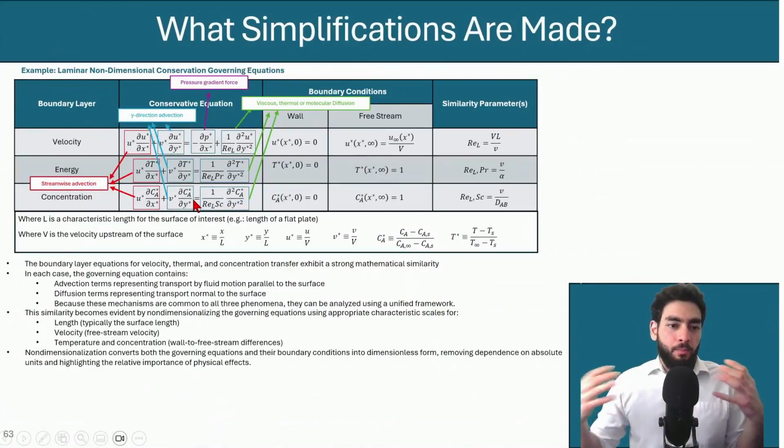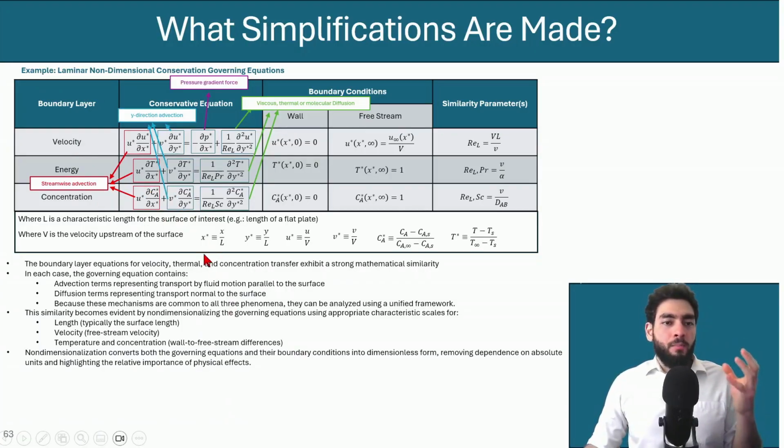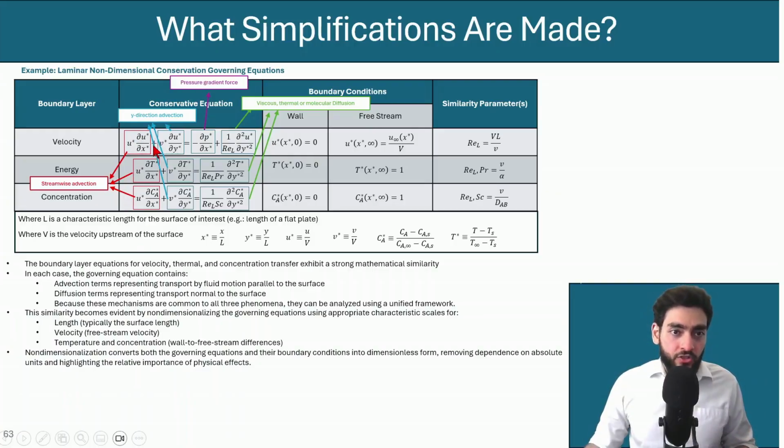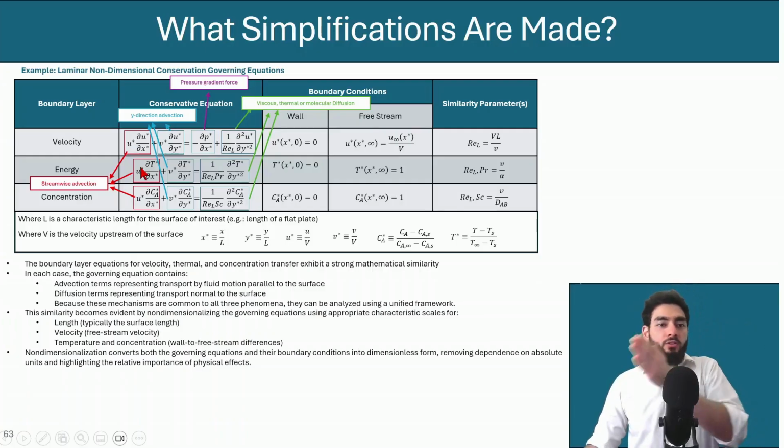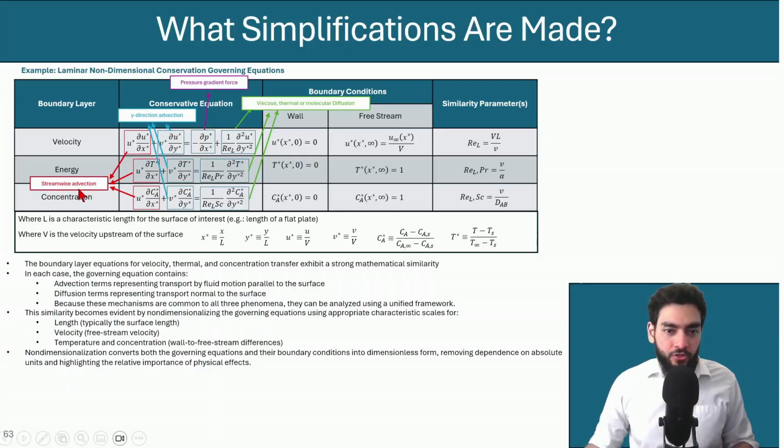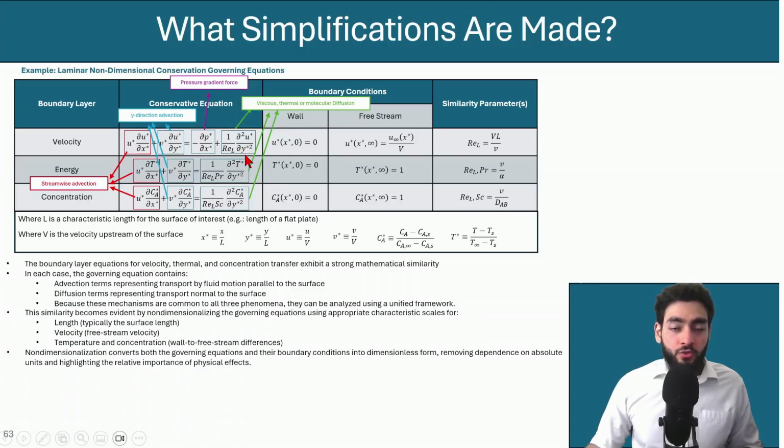So essentially with these boundary layer equations for the velocity, the thermal energy, and the concentration transfer, they all exhibit a strong mathematical similarity. As you can see already just by looking at these equations, they're very similar. In each case, the governing equation contains advection terms, like we looked at, that transport the fluid motion parallel to the surface, and this is the streamwise advection term. We also have the diffusion terms, which represent transport normal to the surface. So if you look at all of these diffusion terms, they are relative to the y-axis.